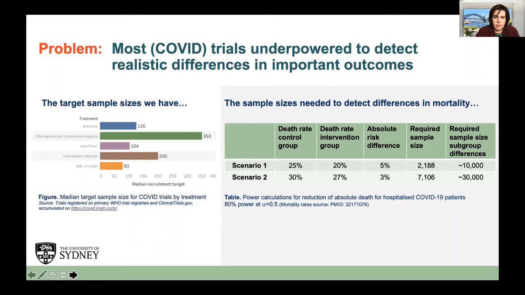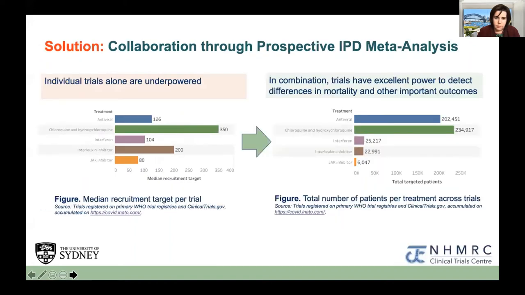I'll just finish by saying that we know that most of the time we're doing trials that are too individually small, which is why we do meta-analysis. Here's the median sample size from the initial batch of COVID trials, all with median sample size in the hundreds, and what you really need is in the thousands if you're going to detect the sort of differences we're expecting. If we put them all together, we would have thousands.